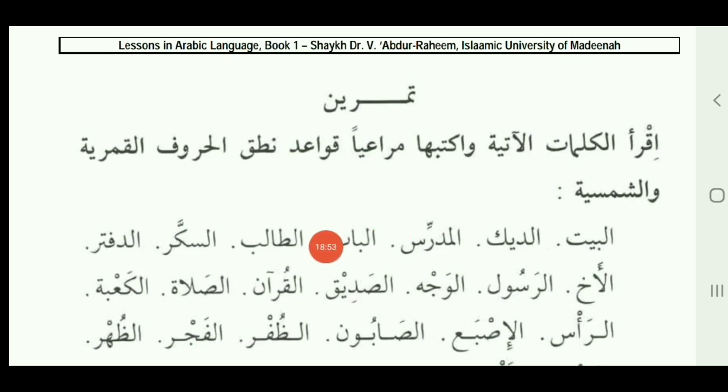At-talibu, meaning the student. Here you don't pronounce the lam, but you give a sign indicating there is a lam before the ta. As-sukkaru, the sugar. Here you don't pronounce the lam, but you give a sign indicating there is a lam before the sin. That is the sugar. Ad-daftaru, the exercise book. Here also this is among the shamsiyya letters.